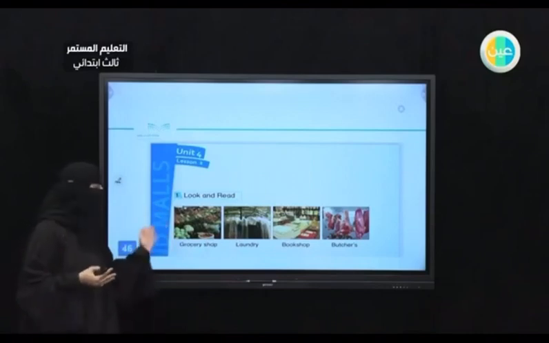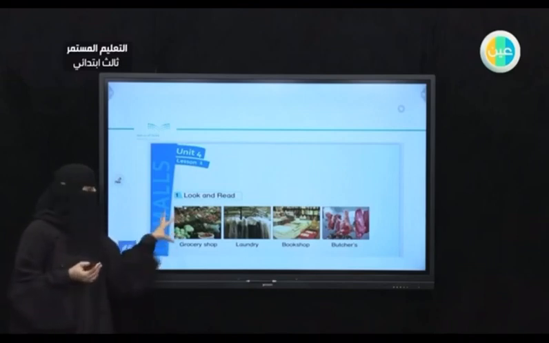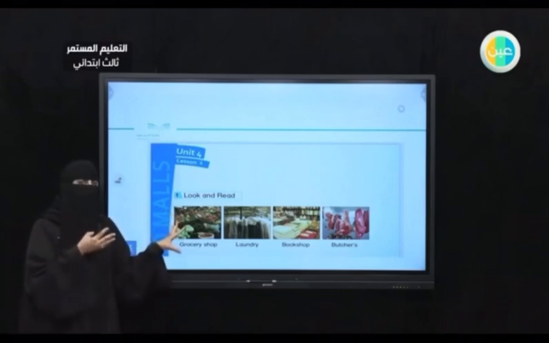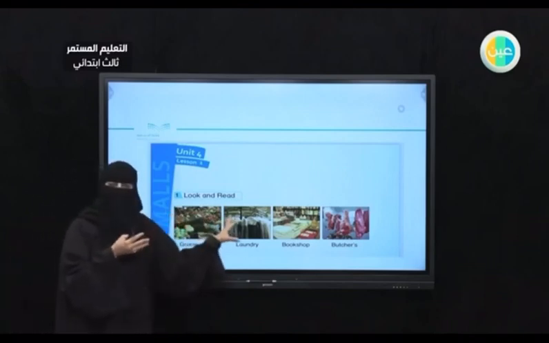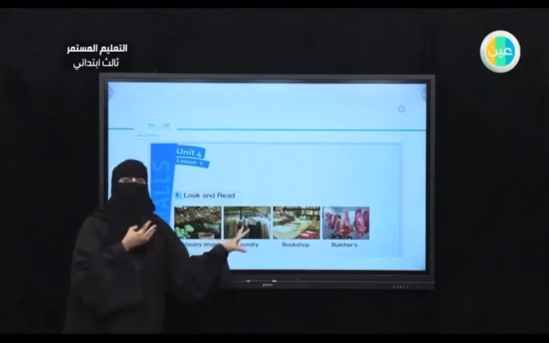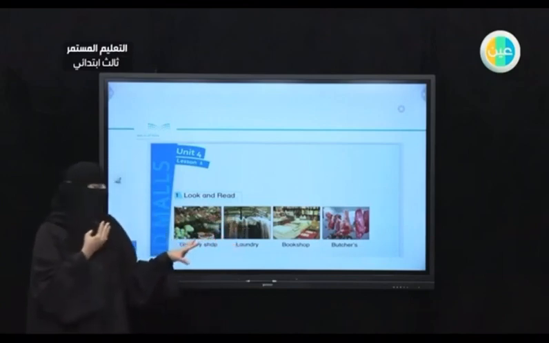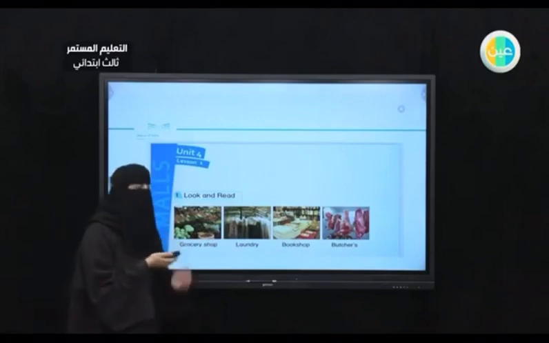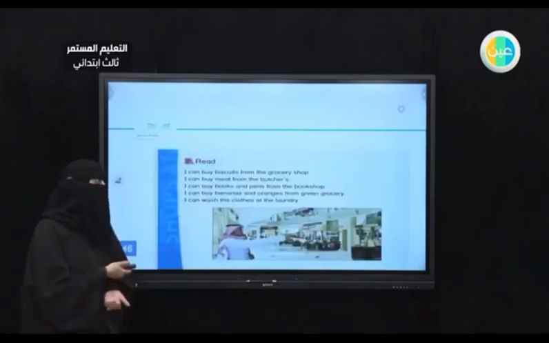What can we get, for example, from a grocery shop? Based on the picture, you can name a few things. I know you can. Also, how about laundry? What do we do there? Why do we go to a laundry place? Also, how about a bookshop? What can you buy from there? And we have a butcher's. Okay? Now, you have this.